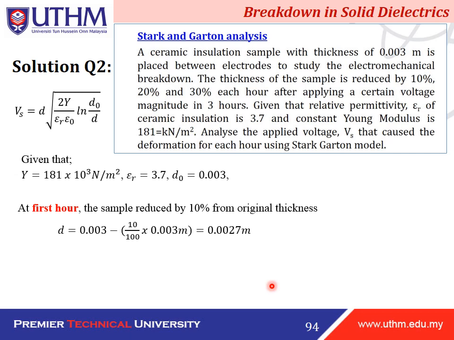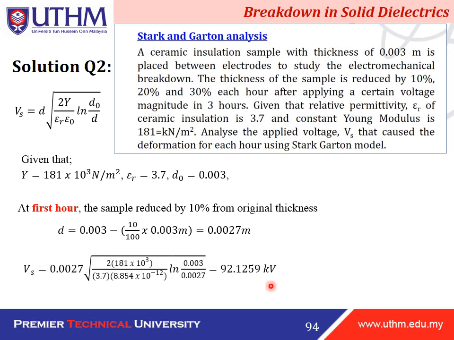When we get the reduced thickness, we insert it in the equation correctly. Bear in mind, d naught is the initial thickness, d is the reduced thickness. So for the first hour, the reduced thickness is 0.027, placed at d in front and also inside the log. Usually students get confused about this too and sometimes change the positions, so make sure you remember it carefully.